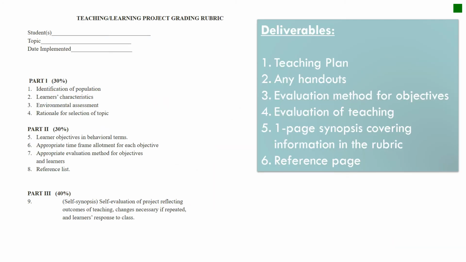So here is the teaching learning project grading rubric. It's found in the syllabus and possibly in Canvas. I can't remember now what I've done. So, and then over here in this square are the deliverables. This is what you'll be delivering to me.